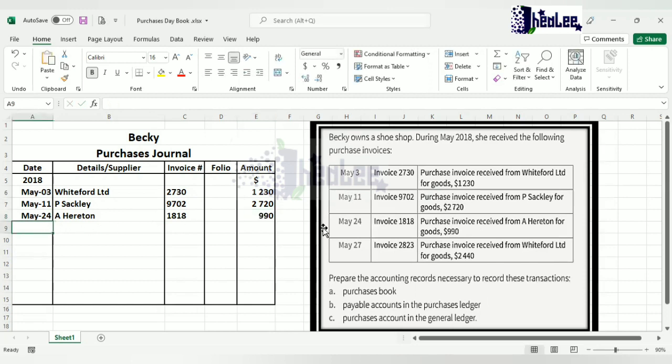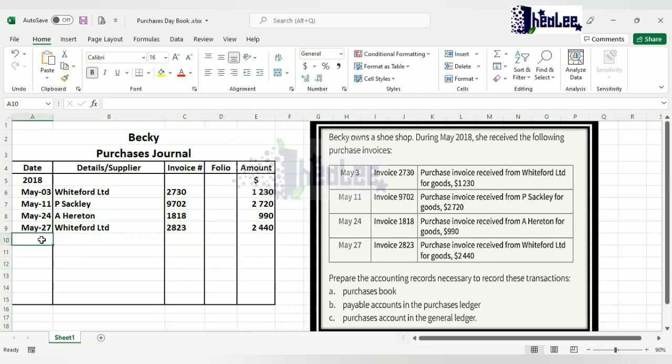And we now move into the final transaction, which is May 27th. Purchase invoice received from White Ford Limited for goods 2440. So that is White Ford Limited. The invoice number is 2823. The value of that invoice, the purchase of goods on credit for that period, that date, is $2,440. And we are finished recording all those purchases invoices for May.